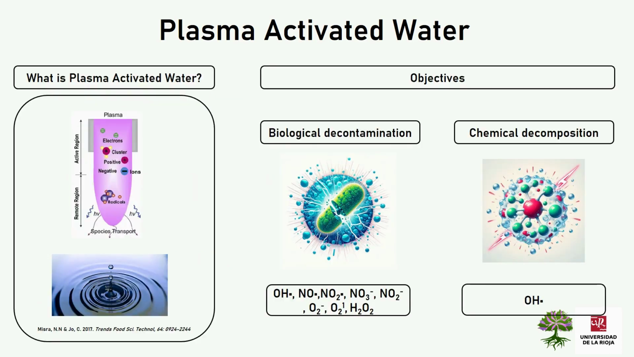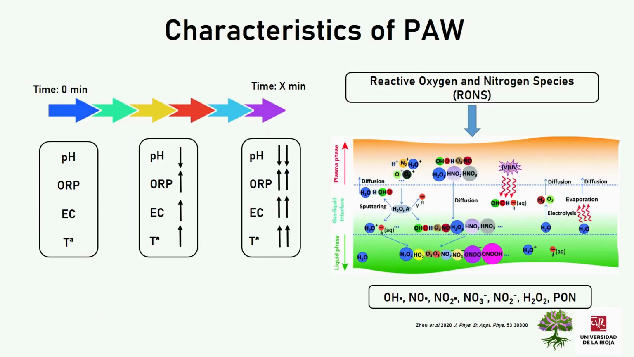So, plasma-activated water is generated by treating water with cold atmospheric plasma. In this video, we will focus on different purposes: biological decontamination and chemical decomposition. Let's start talking about some characteristics of plasma-activated water. It's known to have low pH, high conductivity, and high oxygen reduction potential due to the presence of reactive species.